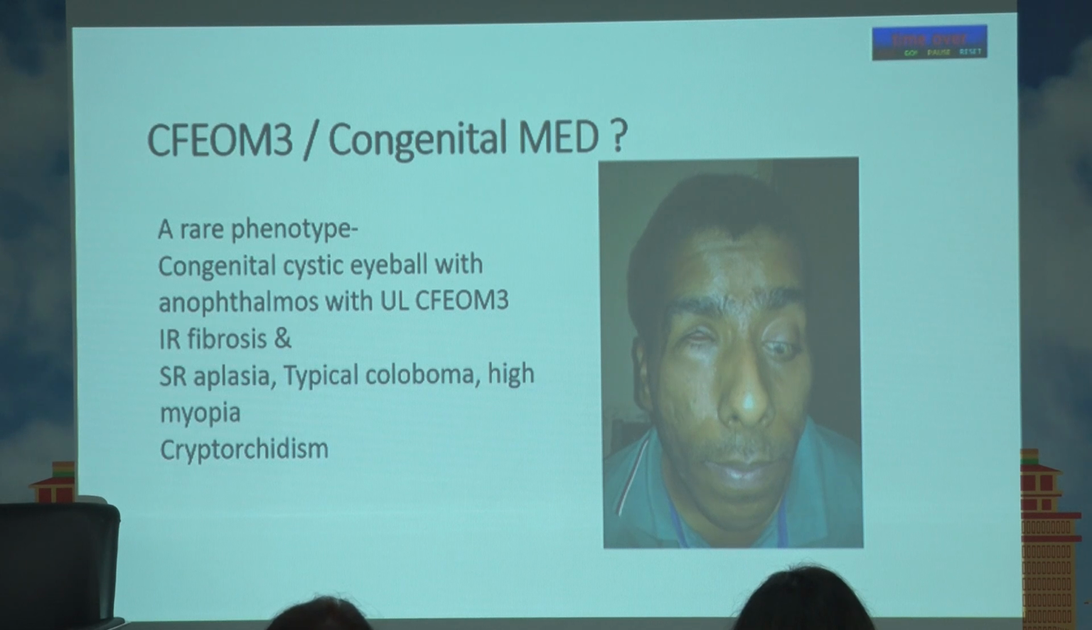This is showing us an atypical presentation. You have CFEOM3, which can have a lot of variability in presentation. Here you have this 25-year-old boy. It's a rare phenotype. There is a congenital MED in the left eye, a typical coloboma, and high myopia. And there is anophthalmos, this cystic eyeball, in the right eye. He also had cryptorchidism and typical high myopia with iris fibrosis. So he also had systemic involvement.